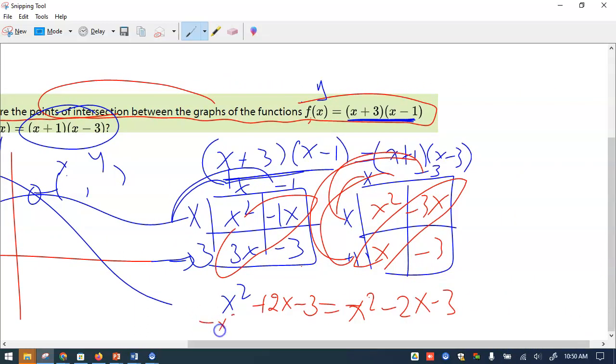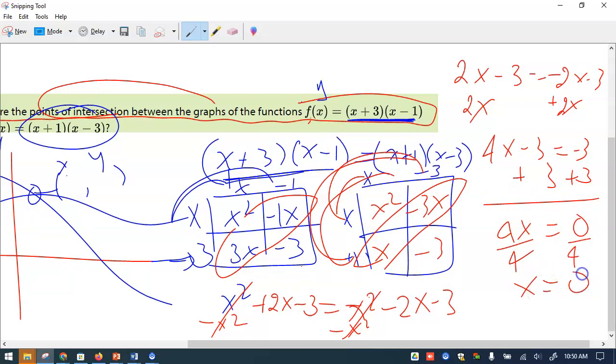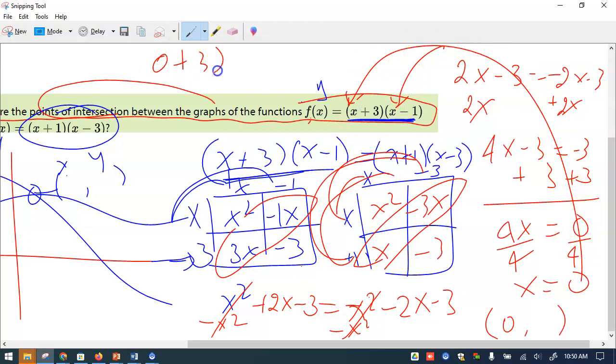So what's going on here is, if you subtract x squared from both sides, this will cancel out and you get 2x minus 3 equals minus 2x minus 3, and add 2x to both sides. So you get 4x minus 3 equals minus 3, and add 3 to both sides and you get 4x equals 0, and divide by 4 you get x equals 0. So when x is 0, that means the first coordinate is 0. You have to plug into any one of them. So you plug in here: 0 plus 3 and 0 minus 1. Work it out, 3 times minus 1, you get minus 3. So your answer is going to be minus 3, and you're done.